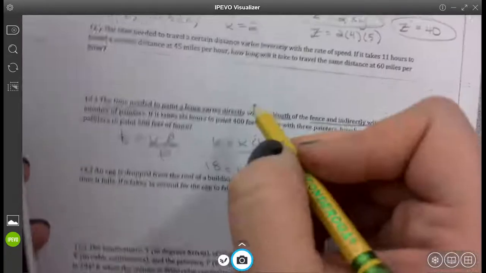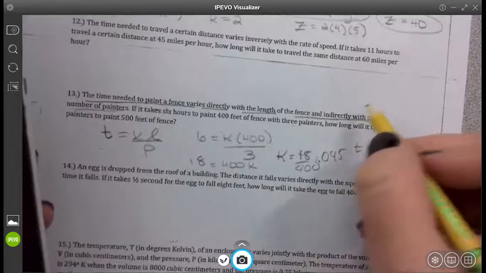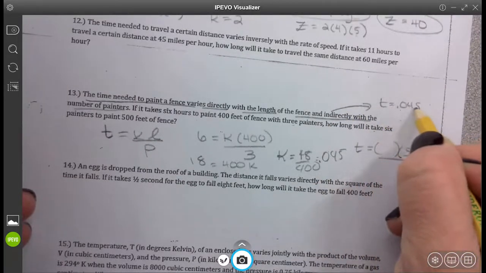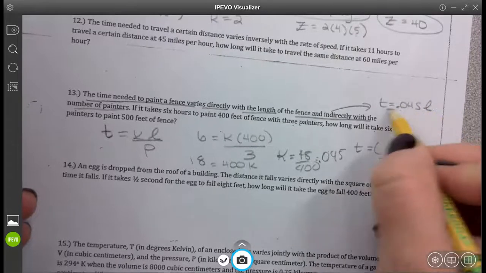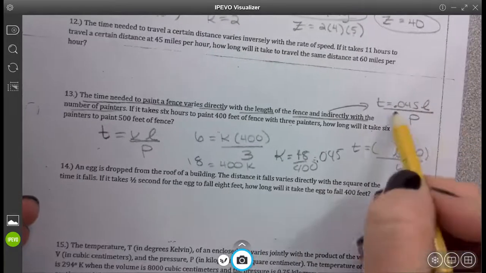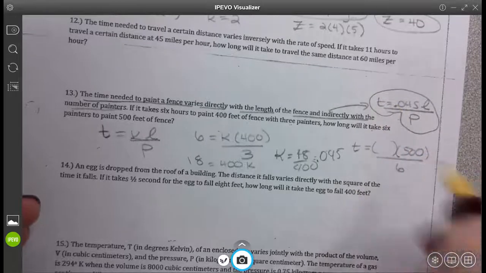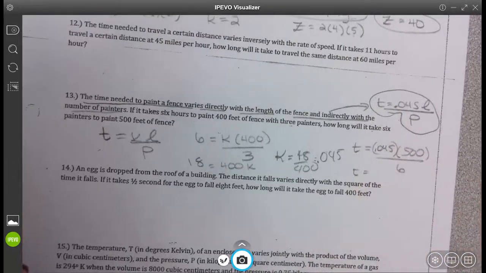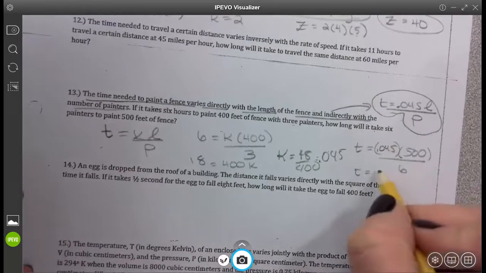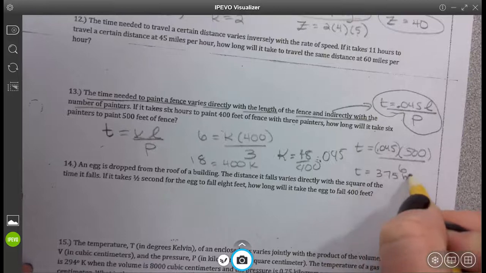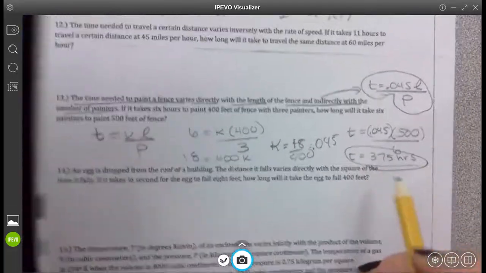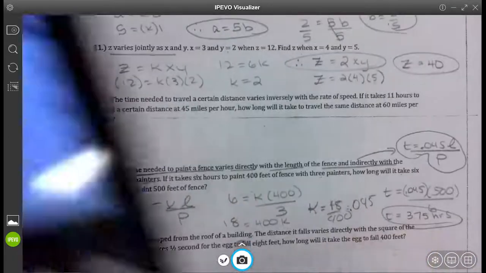So my equation is T equals 0.045 length and P. So that's my answer. And then I take that 0.045 with the new information, and I'm going to get 3.75 hours, which is 3 hours and 45 minutes. I don't know why I skipped this one on accident, so let's go back.